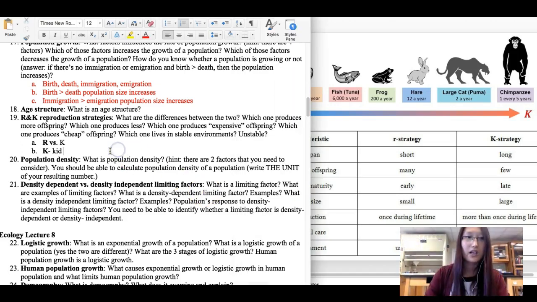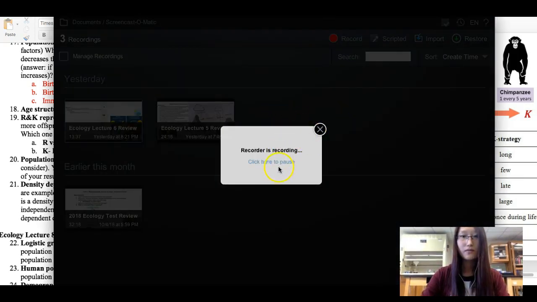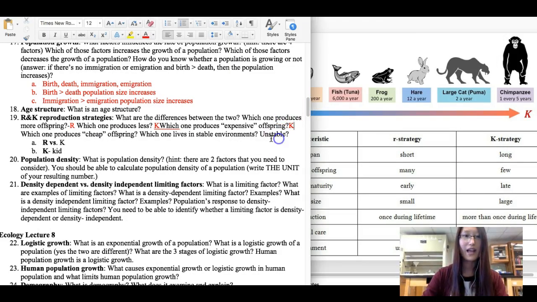So let's look at the question. Which one produces more offspring? The answer will be the opposite, which is R. Which one produces less offspring? The answer is going to be K. Which one produces expensive offspring? That's the human kid, which will be K. And then which one produces cheap offspring?